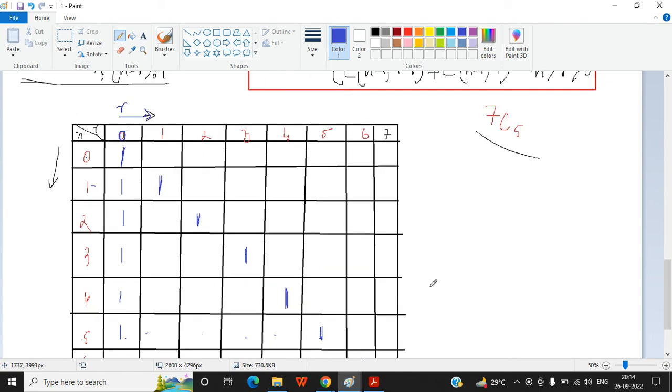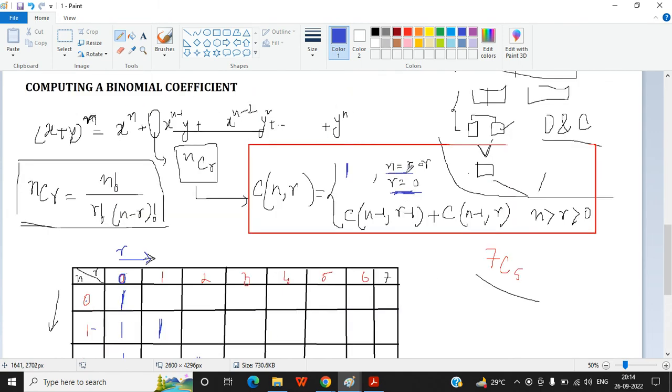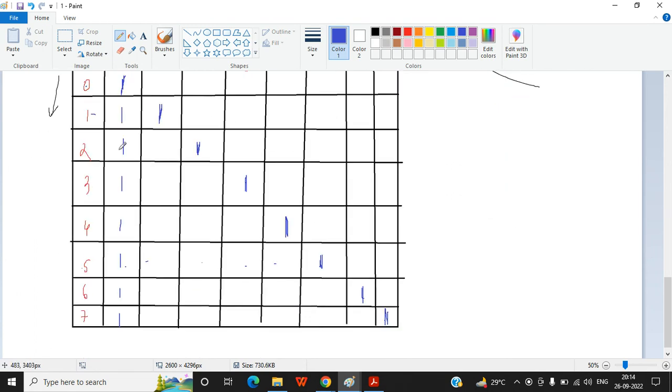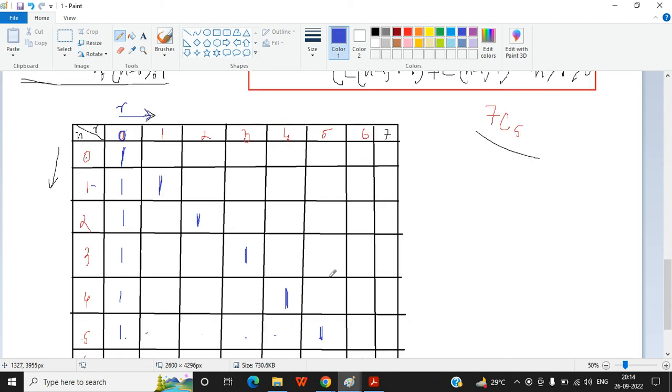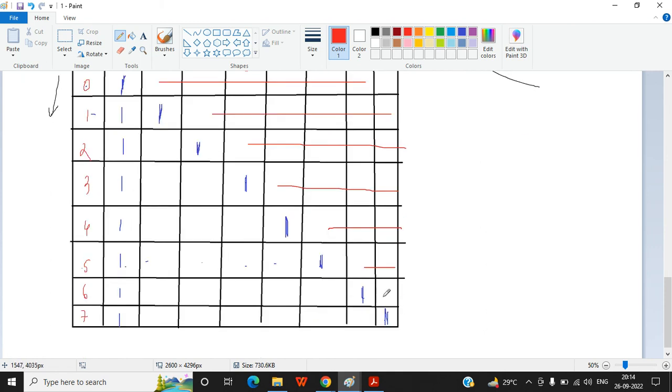Why are we doing this? To populate the cells according to these two conditions: when n is equal to r and when r is equal to 0, all elements will be filled with 1. And we have to calculate the rest of the cells. Which cells do we need to construct? We do not need to construct these cells at all, because r cannot be greater than n.